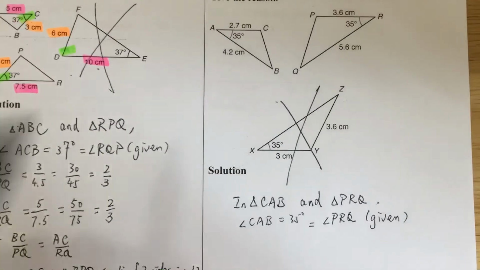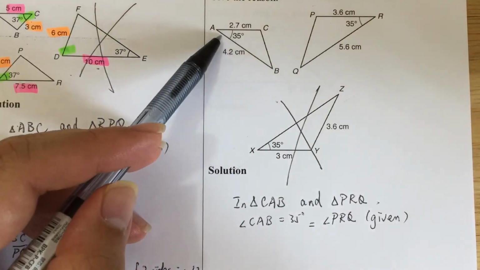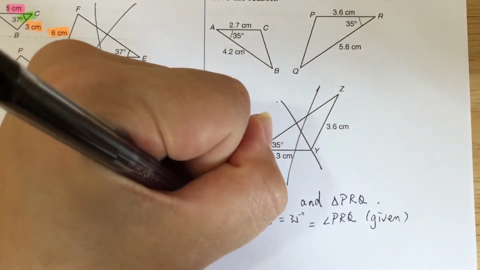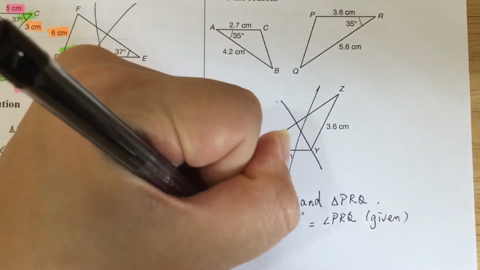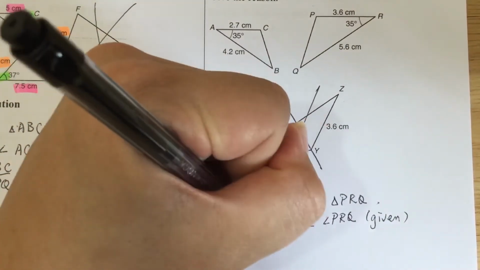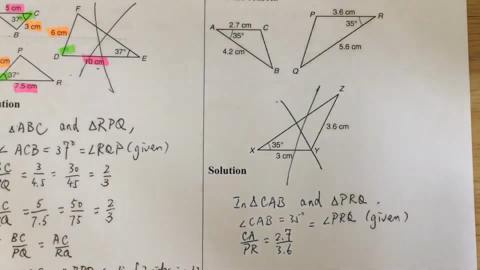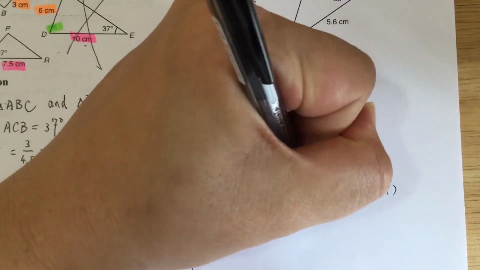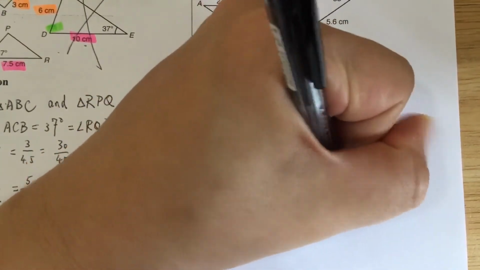The second one we will have is the length of it. This is AC, or CA. You can say CA over PR. CA over PR is 2.7 over 3.6. So this one you have is 27 over 36. This is 3 over 4.